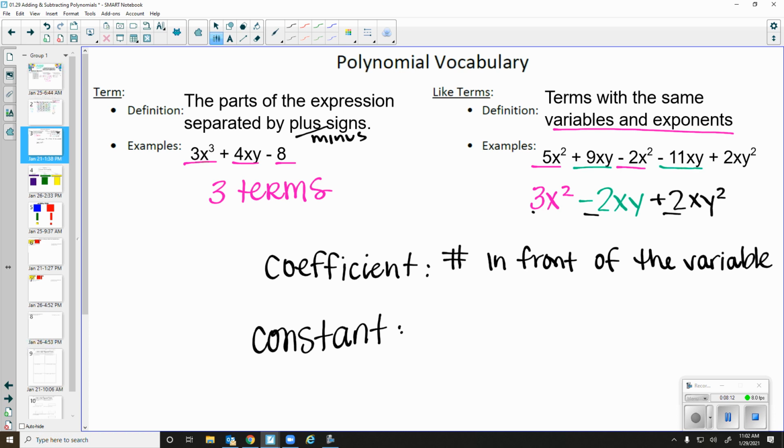Exactly. A constant is a number without a variable. That's why it's called a constant. There's no letter next to it, so it's never going to alter, because variables are unknown and alter numbers.